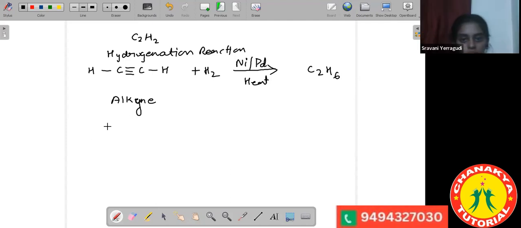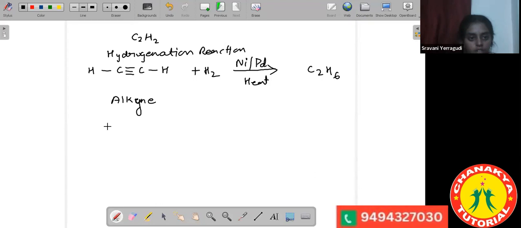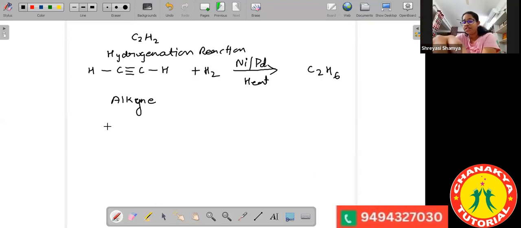So what is Pd again? Palladium. Okay. Nickel and palladium as catalyst. Sir, we also call it an addition reaction, right, sir? An addition reaction.